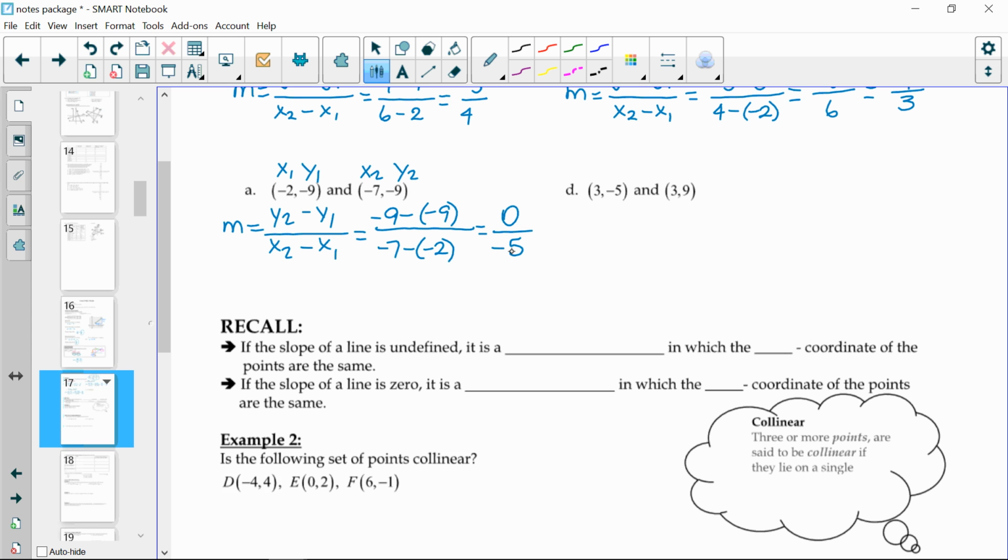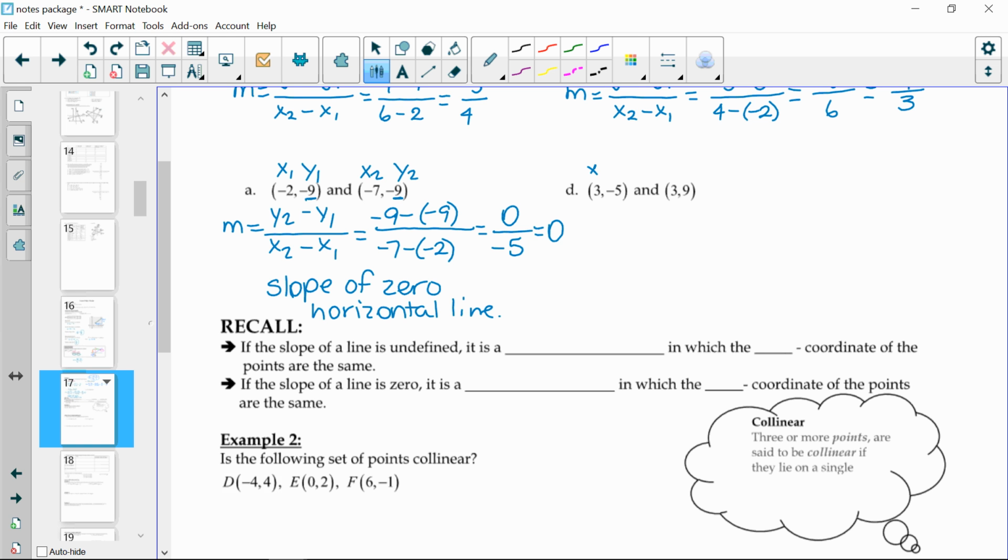0 divided by -5 is 0. You are dividing by -5. So this is going to give me a slope of 0. It is a horizontal line. So if you see that your y coordinates are identical, that means that you have a horizontal line and you will always have a slope of 0.